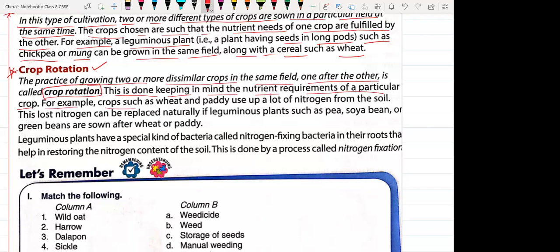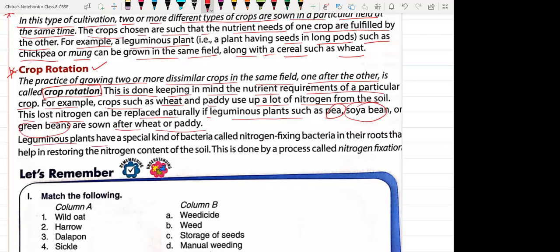For example, crops such as wheat and paddy use up a lot of nitrogen from the soil. This lost nitrogen can be replaced naturally if leguminous plants such as pea plant, soya bean, or green beans are sown after the wheat or paddy crop, because they deposit nitrogen in the soil. One is going to consume the nitrogen and the other is going to produce it, so they have to be grown alternately.